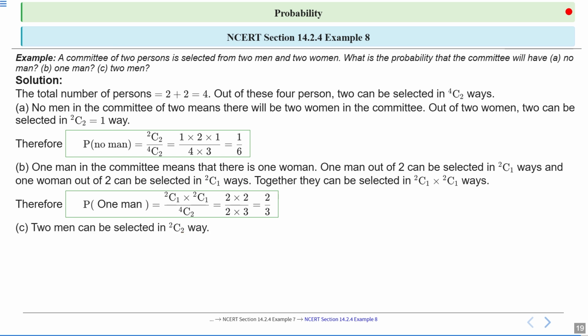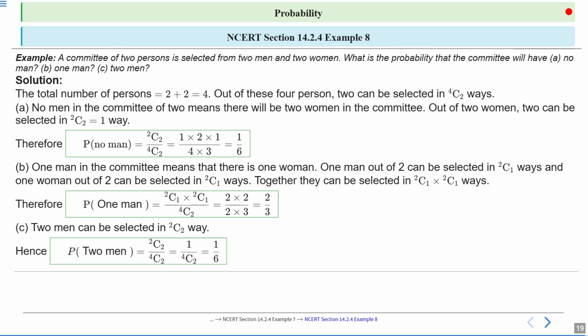And then two men can be selected in 2C2 ways. Hence the probability of two men is 2C2 divided by 4C2, and this is equal to 1 by 6. So the probability of no man is 1 by 6, the probability of one man is 2 over 3, and the probability of two men is 1 by 6. Clear? I hope this example is clear to all of you.